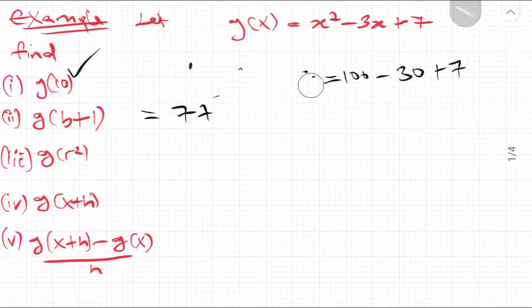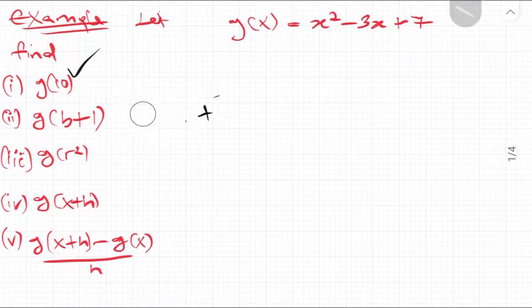So let's do number 2. We are asked to evaluate g of b plus 1. So we're going to input b plus 1 in place of x. So here we're going to have x squared.